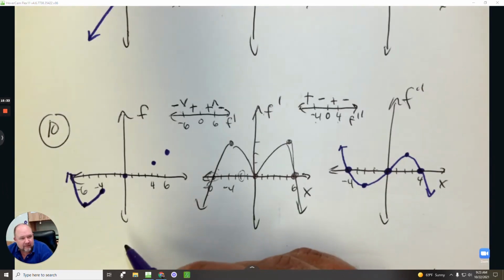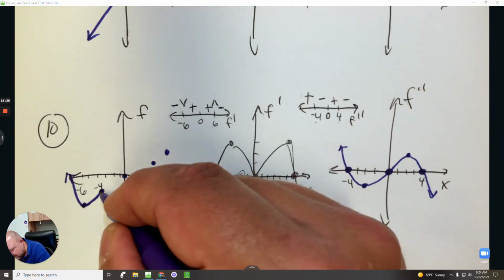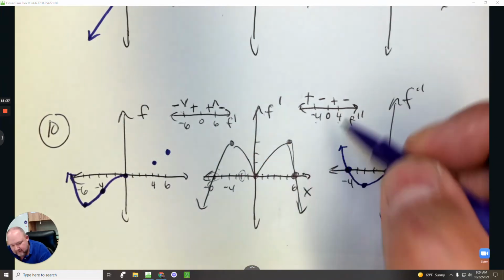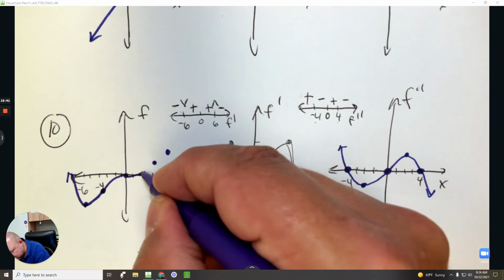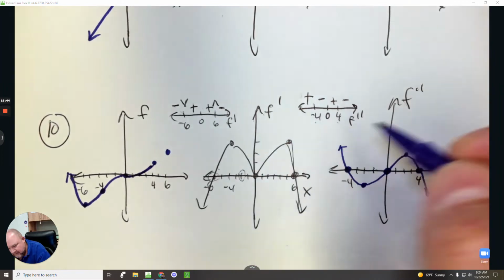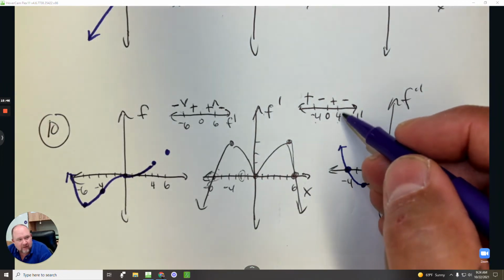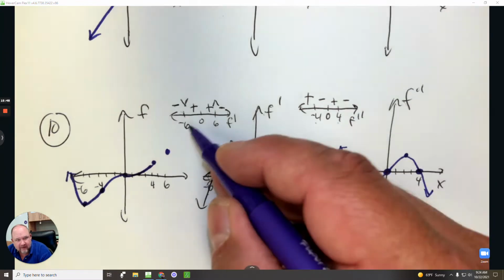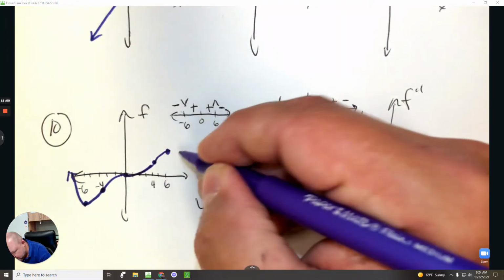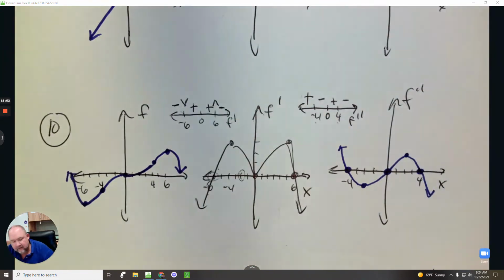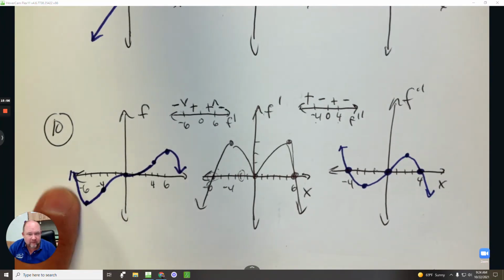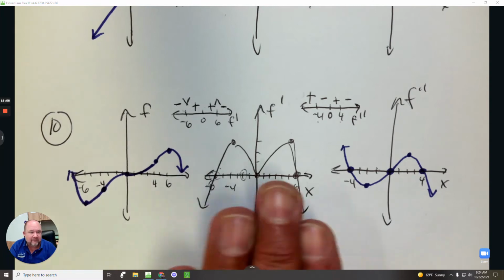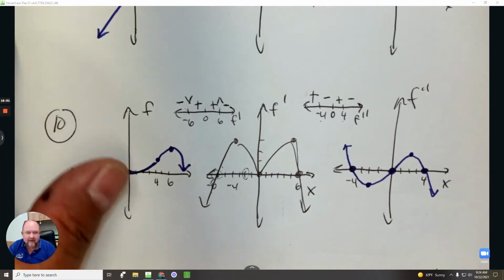And then between -4 and 0, it's concave down. Between 0 and 4, it's concave up. Between 4 and on, it's concave down with the turning point. And there's your graph. So the concavity, the turning points, it's decreasing, increasing, decreasing. It matches going across.